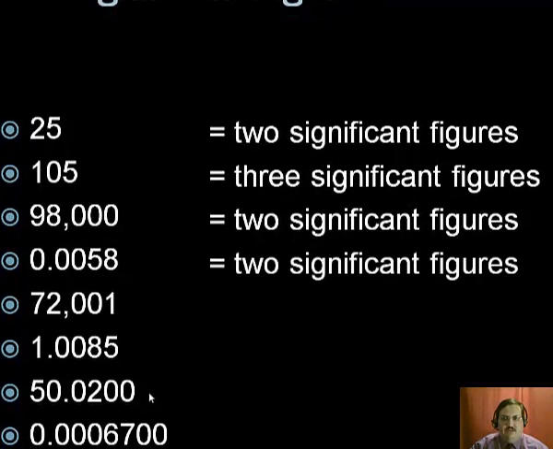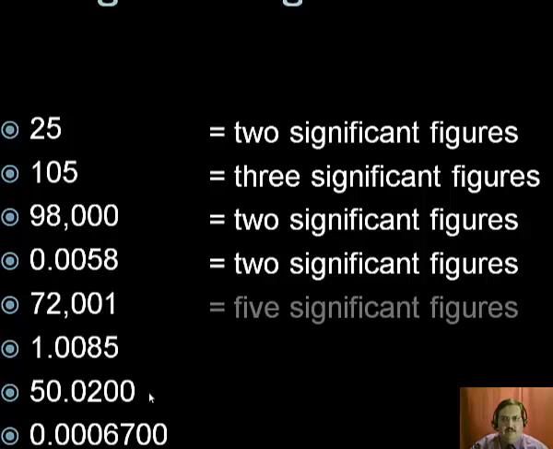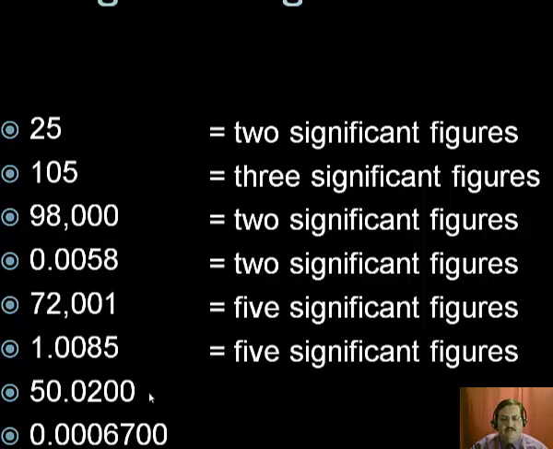In my next one, I will have 2 significant figures, both the 5 and the 8. In example number 5 here, 72,001, I have captive zeros, therefore I have 5 significant figures. I will also have captive zeros in the next one, which will give me again 5 significant figures.